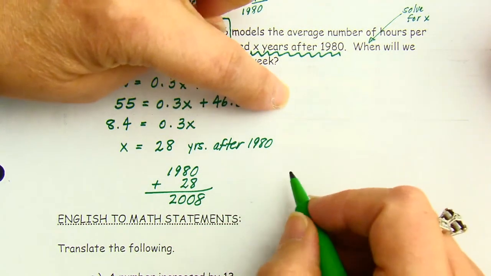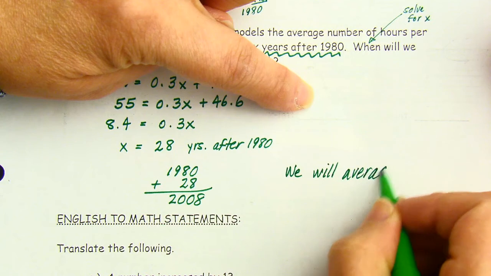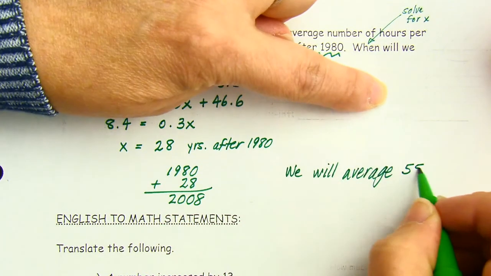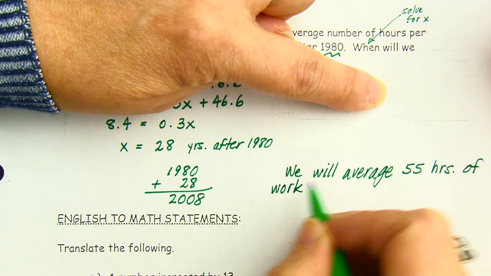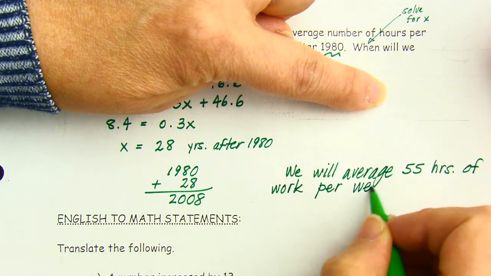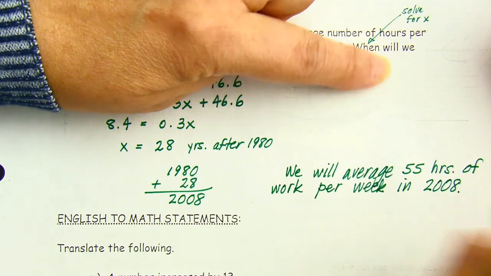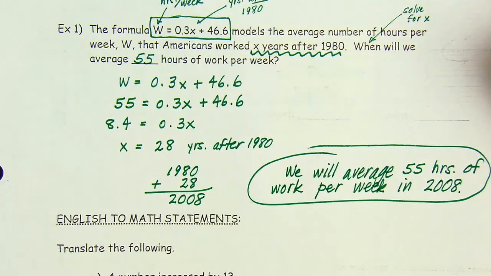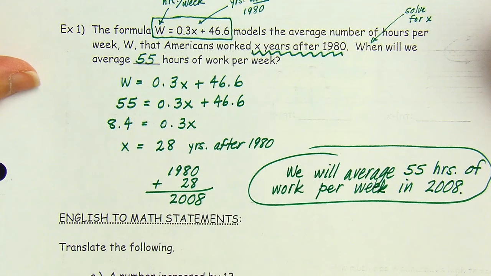You must have a sentence. We will average 55 hours of work per week in 2008. Or some sentence such as that makes sense with what you're being asked. Okay, so not too terribly difficult. You take the formula, you identify what means what, and then you find what they give you and you substitute.